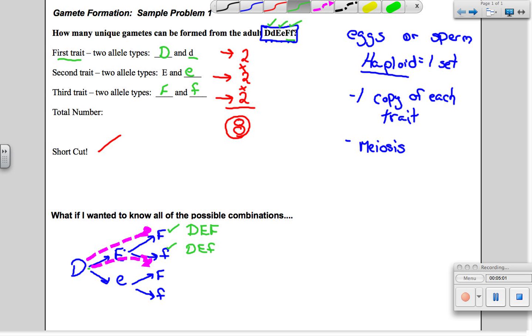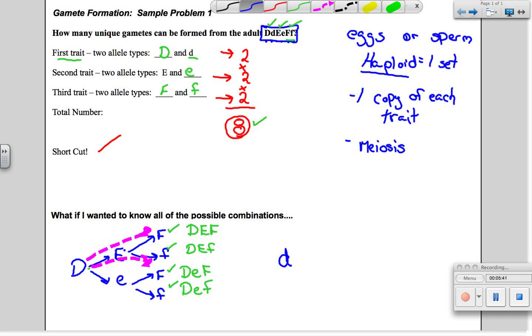Let's follow through for the bottom half of the tree. Capital D, lowercase e, capital F, capital D, lowercase e, lowercase f. I have 4 gametes, but I know from my shortcut that I have 8 possible combinations. Where do the other 4 combinations come from? That's right, I have another choice for the letter D. Instead of my first allele being the capital letter, it could as well be the lowercase letter, lowercase d. There's equal probability of either of these occurring.